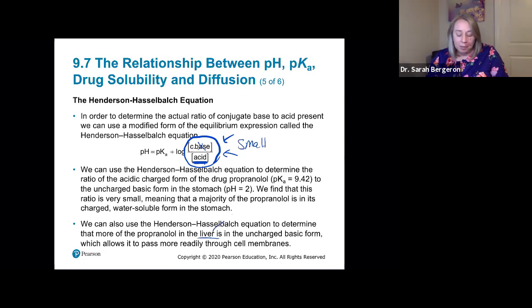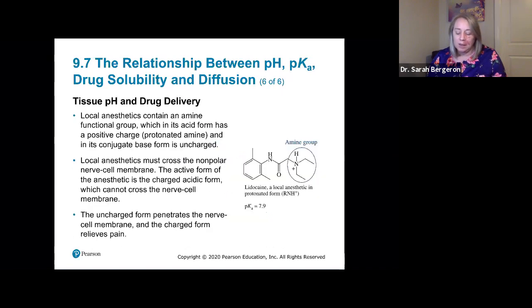And so then you can also look maybe in the liver. And the liver is about pH 7.5, something like that. And so we're getting closer to that pKa, and so we end up having more in the conjugate base form than in the acid form. And so you can actually see that change. Okay, let's go and do a few quick problems.